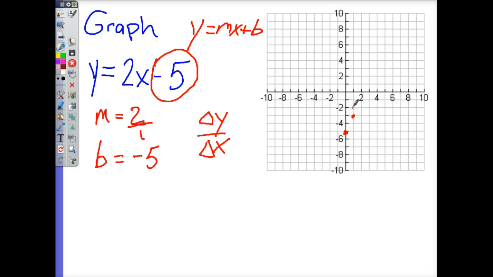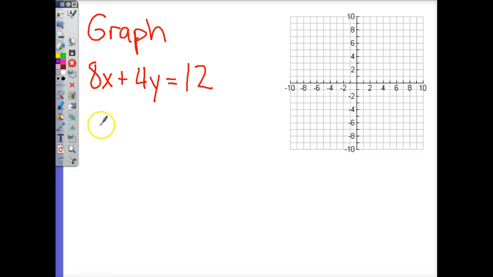How much do I rise? 2. How much do I run? 1. 2 over 1. So you can do that as many times as you need to. You can even go the other way, down 2 and over 1 the other way. And then connect it, put an arrow because lines go on forever. Slope-intercept form is a nice and easy way to graph something because it gives you all the information you need, the slope and the y-intercept.